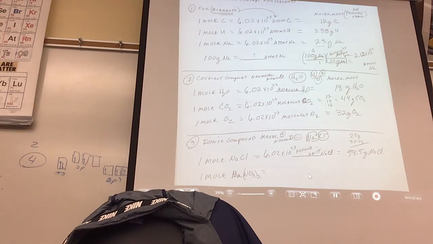And then we'll practice a little bit of factor label here, and then I think we'll be done, ready to move on to something else.